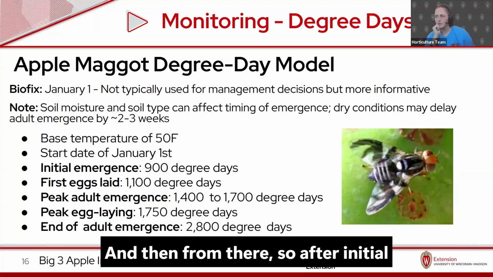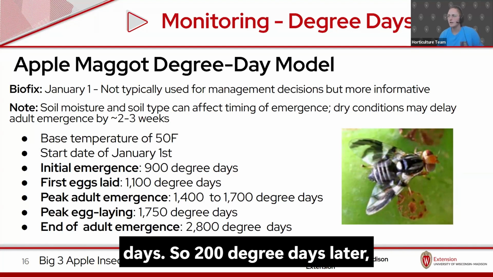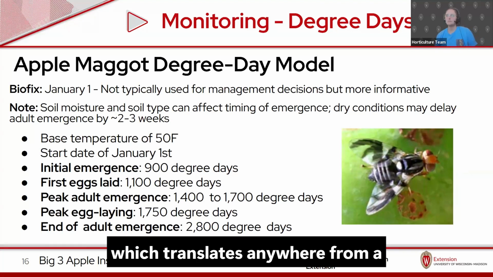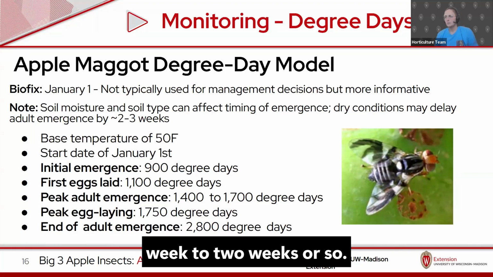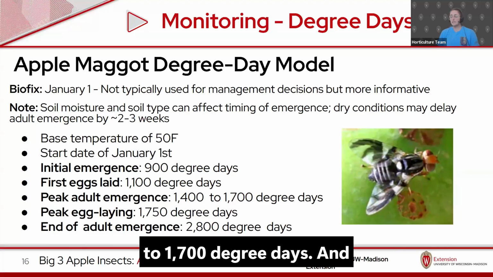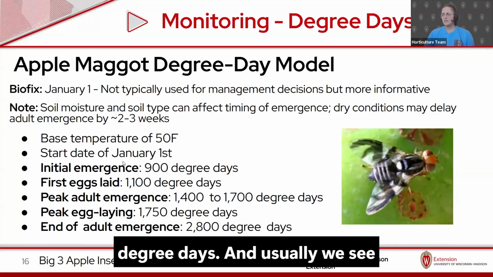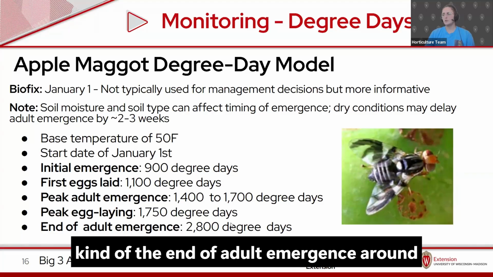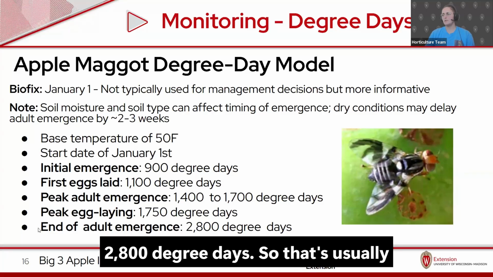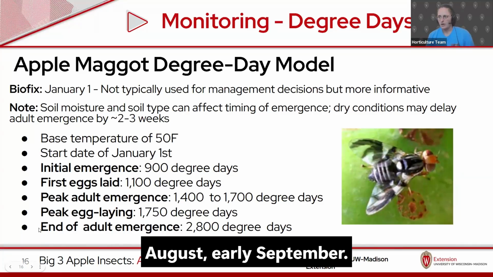And then after initial emergence, the first eggs are laid around 1,100 degree days. So 200 degree days later, which translates to anywhere from a week to 2 weeks or so. Peak adult emergence then is around 1400 to 1700 degree days, and peak egg laying is around 1750 degree days. And usually we see the end of adult emergence around 2800 degree days, which is usually somewhere in late August, early September.